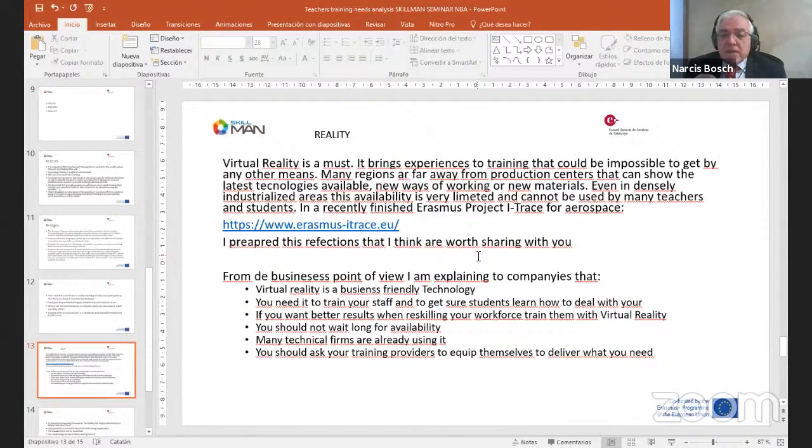From a business point of view, virtual reality is a business-friendly technology. You need to train your staff and make sure students learn how to deal with it with you. If you want better results, then for reskilling your workforce, train them with virtual reality. You should not wait long for availability. Many technical firms are already using it. You should ask training providers to equip themselves and to deliver what you need.